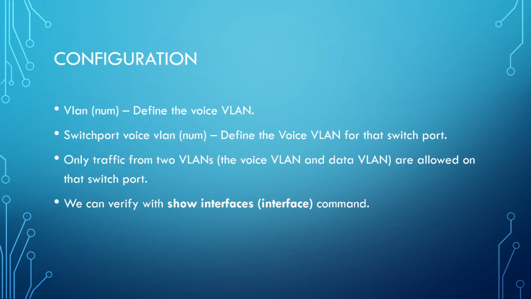So the configuration is pretty simple. We would define the voice VLAN first with the command VLAN number, then we would define the voice VLAN for the switch port with the command switchport voice VLAN number, and that's it. Obviously, the command switchport access VLAN is going to be the VLAN assigned to your computer, and the voice VLAN is going to be the VLAN assigned for your IP phone, but that's literally the commands that we need. And then to verify, we use the command show interfaces interface. Okay, now I'm going to pause the video. When I come back, I'll show you how to configure this setting on a Cisco switch.